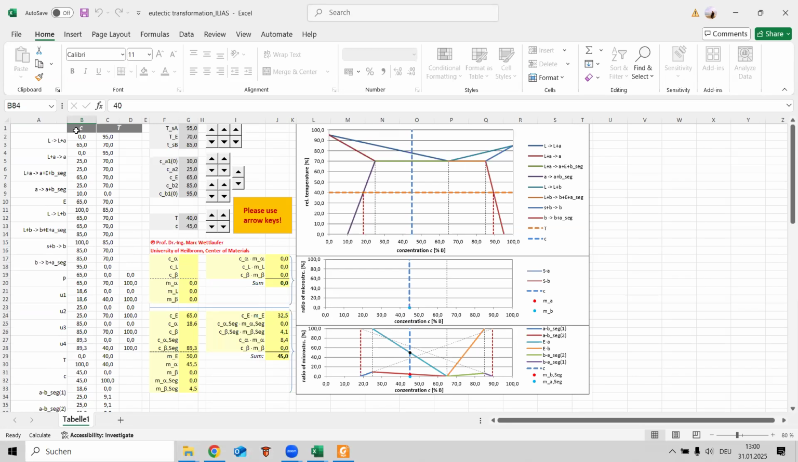Here we have a table of concentration and temperature for this graph. And here we can change parameters.